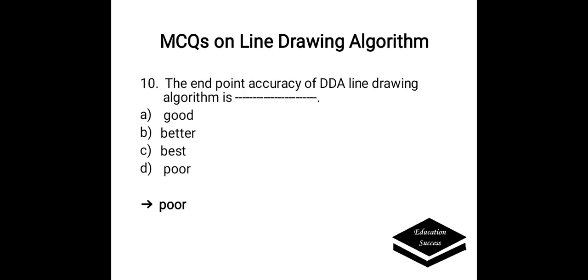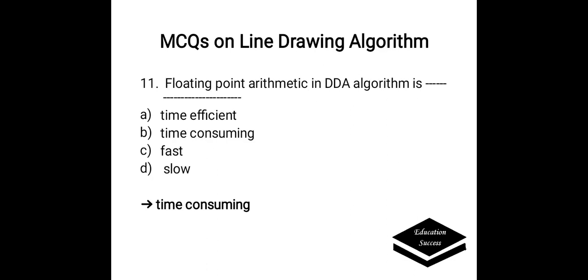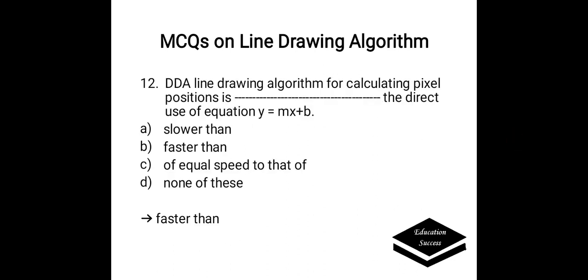The endpoint accuracy of DDA line drawing algorithm is, options are A good, B better, C best, D poor. Here the correct answer is poor. The endpoint accuracy of a DDA line drawing algorithm is poor. Floating point arithmetic in DDA algorithm is, options are A time efficient, B time consuming, C fast, D slow. The correct answer is time consuming. Floating point arithmetic in DDA algorithm is time consuming.